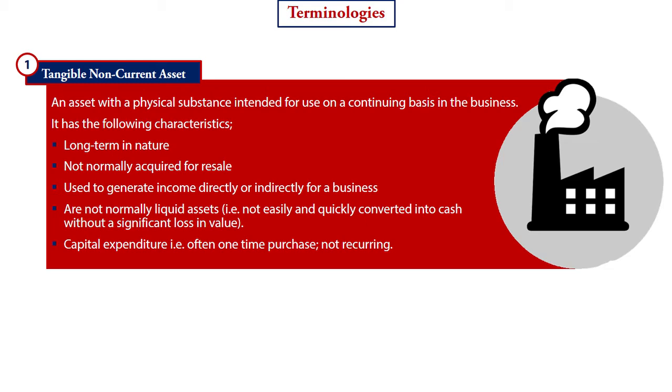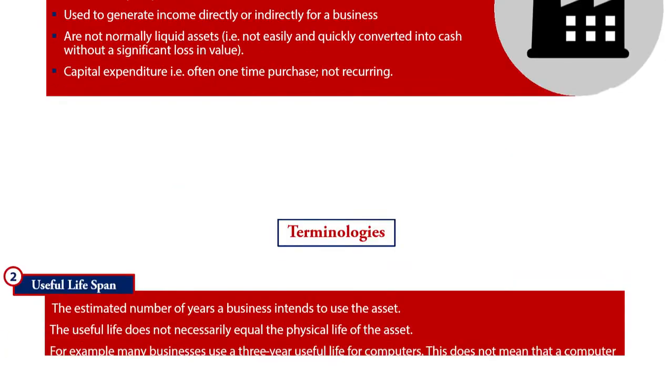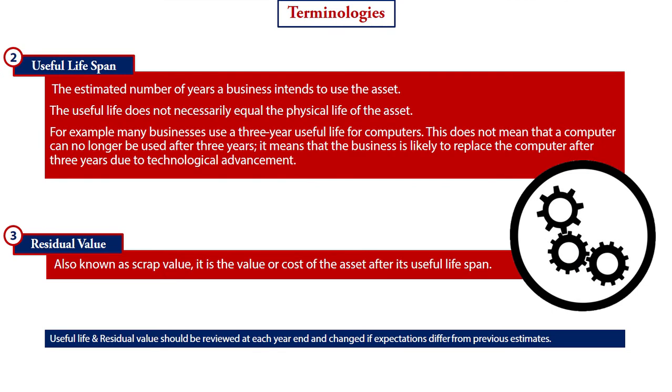The purchase of a non-current asset is not often seen. It's normally a one-time purchase. The next of the terminology we'll talk about is the useful lifespan. It's the estimated number of years a business intends to use the asset.